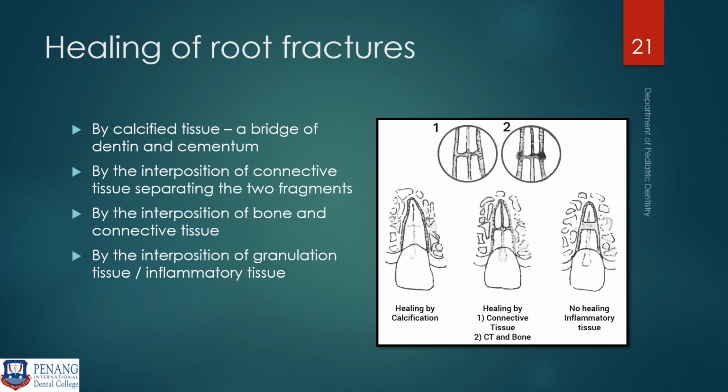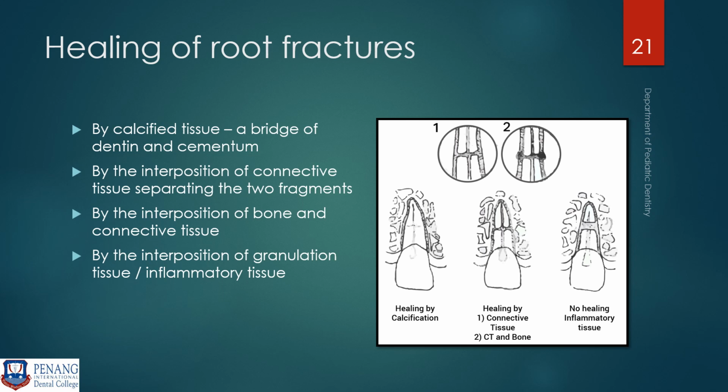The worst case scenario is that there is no healing, and the space between the 2 fracture segments is occupied by granulation tissue and inflammatory tissue. So the tooth is asymptomatic, but there is mobility of the coronal portion of the tooth, and again it's very frustrating deciding what to do with that particular tooth.